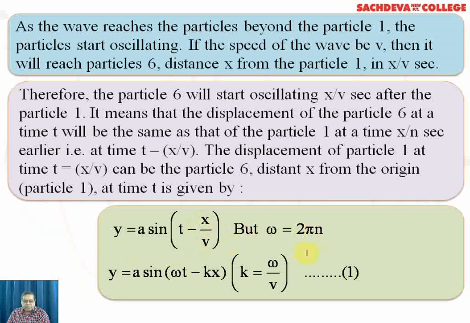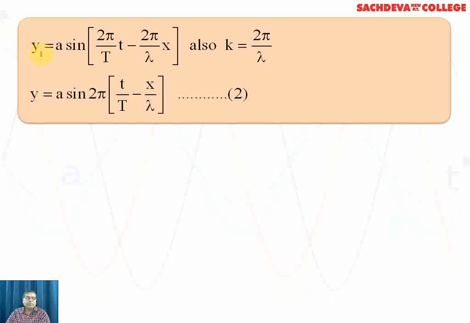So that we can put here: y is equal to a sine omega t minus kx, and k is taken as omega over v. Omega is 2 pi by T or 2 pi n. So we have modified these equations, and the negative sign indicates that the wave is propagating in the positive direction of the x-axis, and k can always be replaced by 2 pi by lambda.